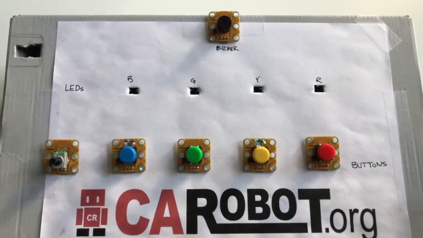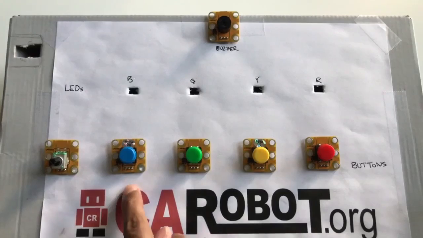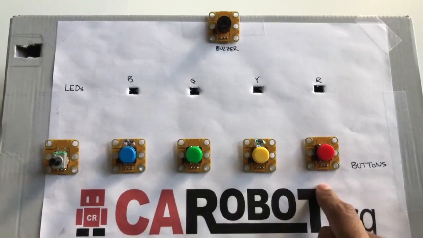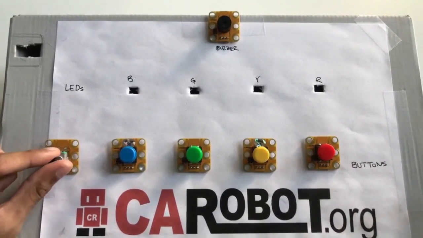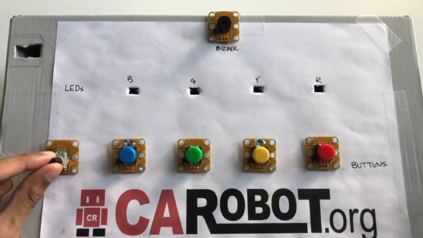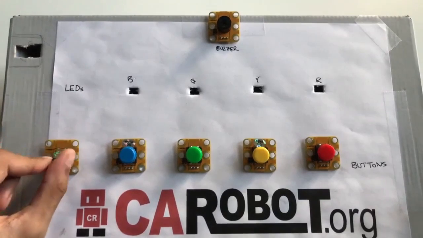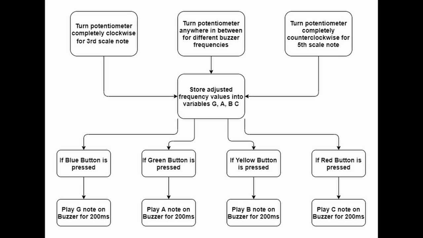In this video, we'll be using these 4 buttons to play the notes G, A, B, and C on our buzzer, and using the potentiometer to raise the sound of the notes from the 3rd scale to the 5th scale. The goal of our program is to make our 4 buttons play the notes G, A, B, and C at the 3rd scale frequencies, and then be able to change them to the 5th scale frequencies using our potentiometer. The following flowchart shows how the program will work.